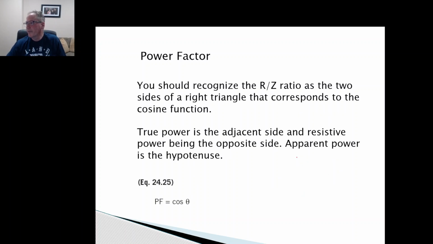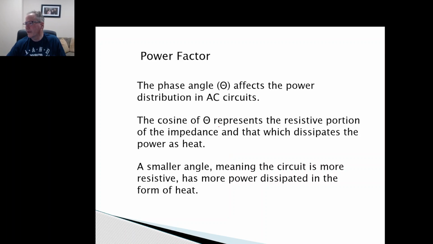All right. Now, another way we can calculate the power factor is by taking the cosine of theta. Because remember, true power is the adjacent side and reactive power is the opposite side, and the cosine is the adjacent over the hypotenuse, where the apparent power is the hypotenuse. So there are some slides here that will explain some of that.